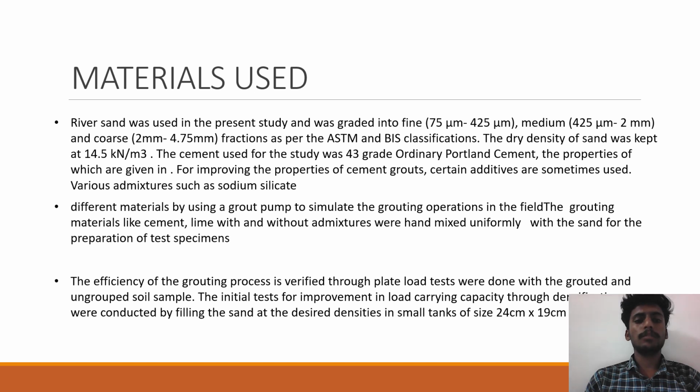In the next slide, materials used. The river sand used in the present study was graded into fine grain sand, medium grain sand and coarse grain sand as per ASTM classification, with the dry density of soil kept at 14.5 kilonewton per meter cube. The cement used was 43 grade ordinary Portland cement.